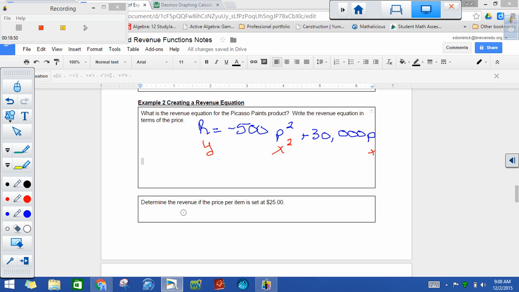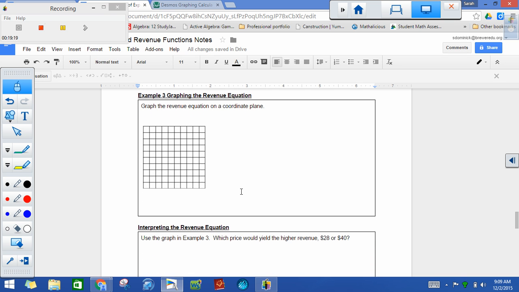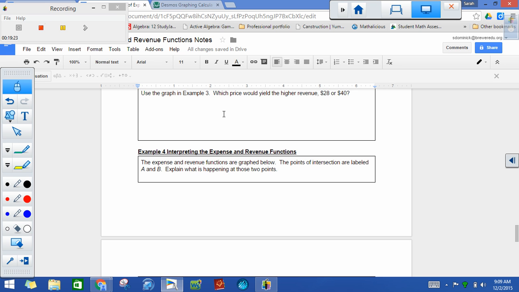Here it says determine the revenue if the price per item is set at $25. If you remember, you just did that. You can do it on the graph if you want to, but in my opinion, it's really hard to see on Desmos. You just did this algebraically. I'm just going to take the answer. If you want to do it algebraically, I'm fine with that. You get a more exact answer. Okay? Did that in the same spot. That's why it's the same question.